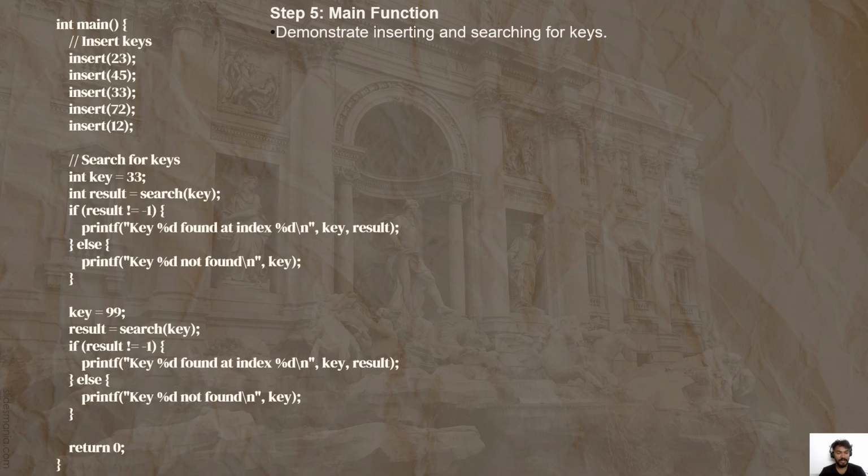If the key is 99, result is equal to search of key. If result not equal to -1, print key %d found at the index %d, key and the result, else key not found, and return 0. By using this, we can insert the input.